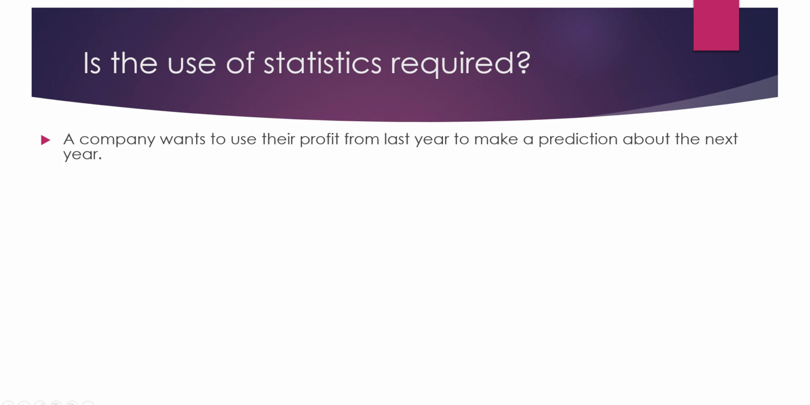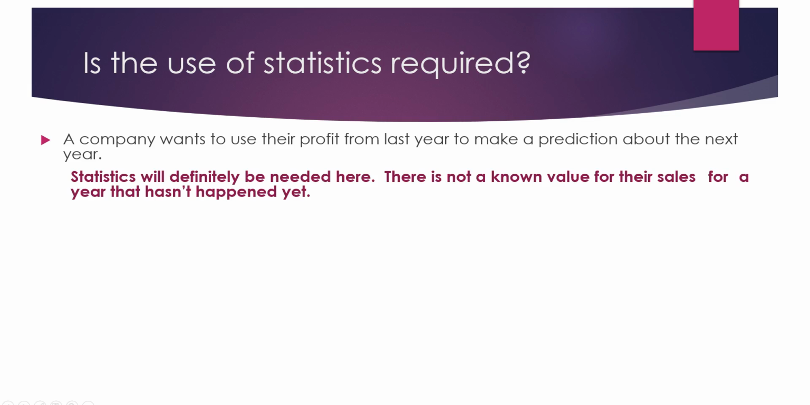A company wants to use their profits from last year to make a prediction about next year. This is definitely a case where statistics would need to be used because they are making a prediction about something that is completely unknown. So they would want to take the data from the previous year, depending on what variables they want to collect with it. It could be the amount spent on advertising. It could be the amount of products that they were carrying to sell. So there's a lot of other things that would be taken into consideration along with their sales, but the statistics would definitely need to be used.